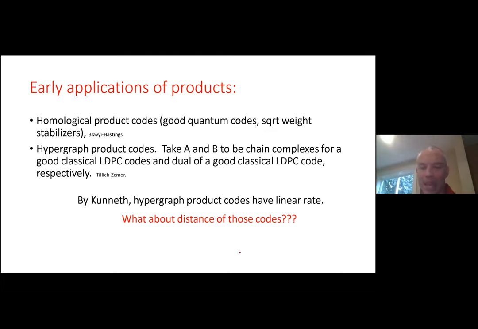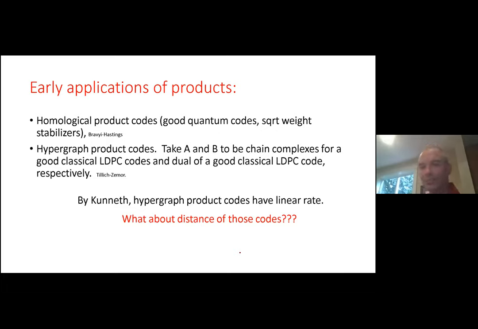And another one, and this one I'll try to talk about more, is the hypergraph product codes. You take the two complexes that are input to be good classical LDPC codes. So the toric code arises if you take a product of just classical repetition codes. If you take the two codes in the product to be good classical LDPC codes, i.e. codes with linear rate and linear distance, or actually one of them is the dual classical code, and take the product. This is the hypergraph product code of Tillich and Zemor.